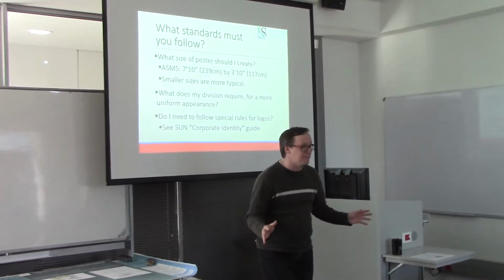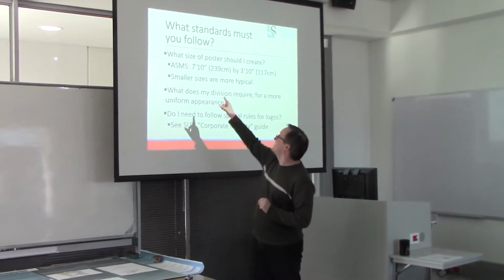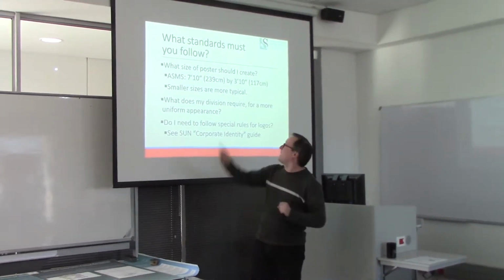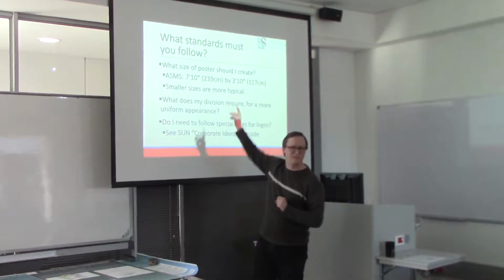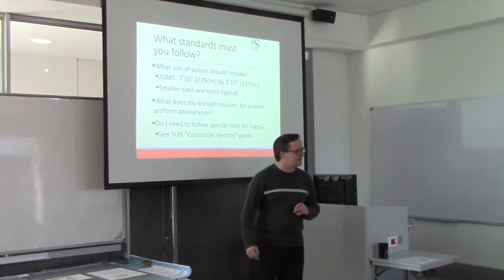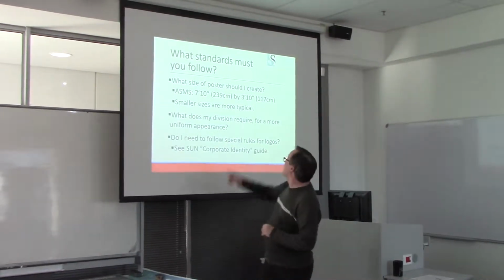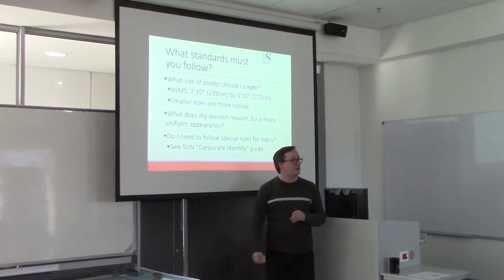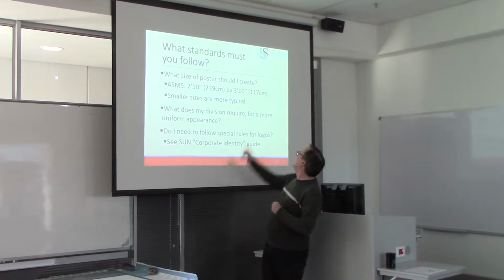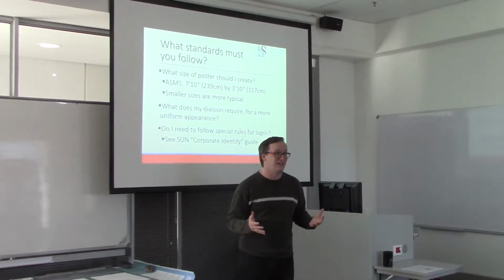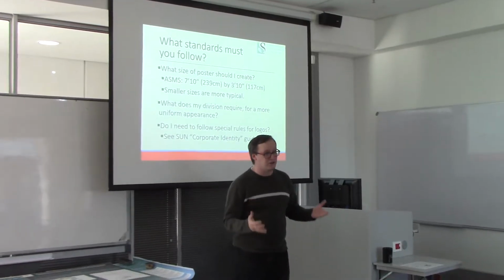So it's mayhem. To add to this, ASMS uses a very large poster format. I've written here 7'10". That should be read as 7 feet 10 inches. Now I realize you probably think in metric, so I converted this to centimeters for you. So about 2.5 meters wide and 117 centimeters, more than a meter tall as well. So these are large posters.